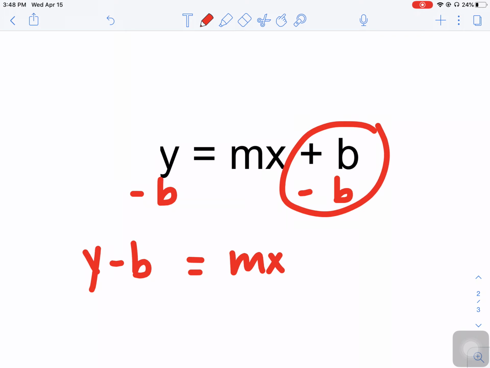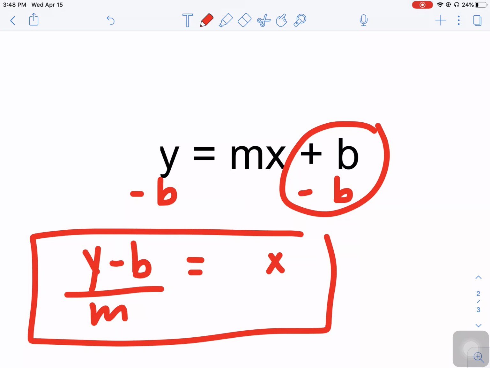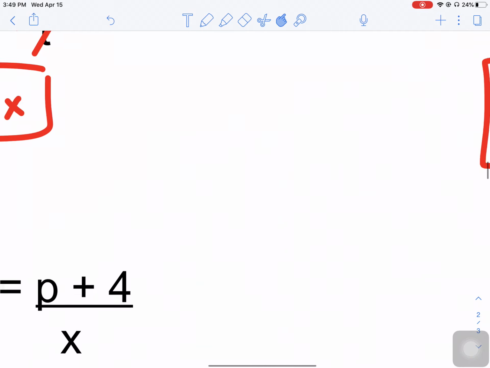Now I want to get x all by itself. So now what I want to do is divide by m. But I have to divide the whole left side by m, not just one of those factors. M and m cancel out on the right, and I am now left with a new equation, y minus b over m. And remember, you have to divide this whole quantity, y minus b over m. All right, let's keep going.